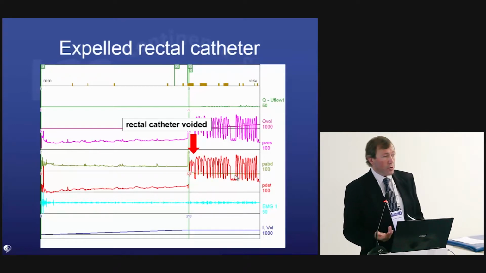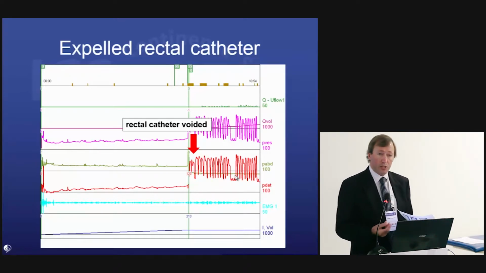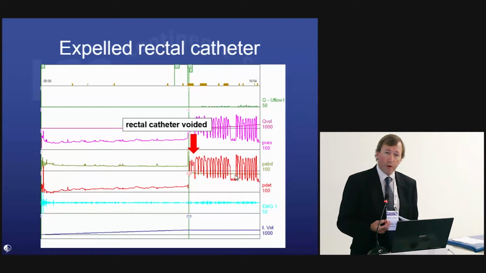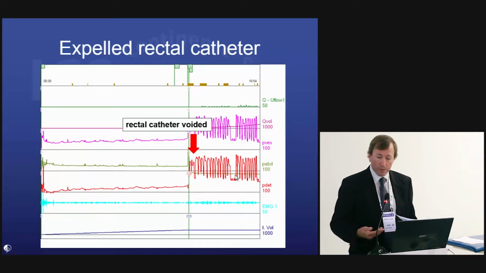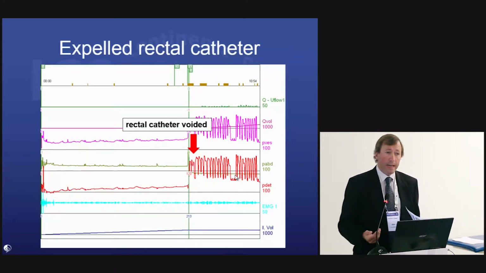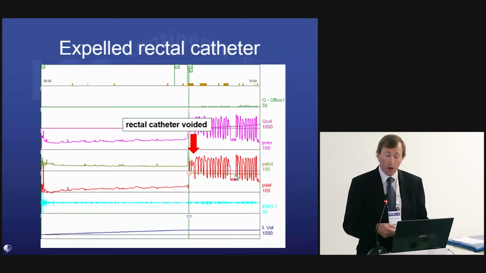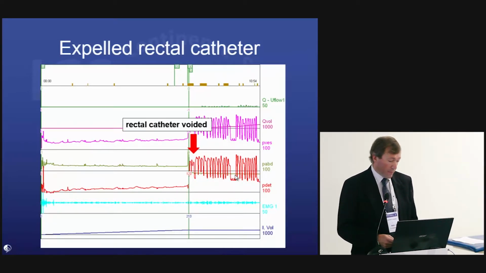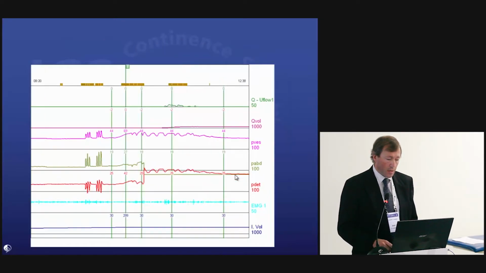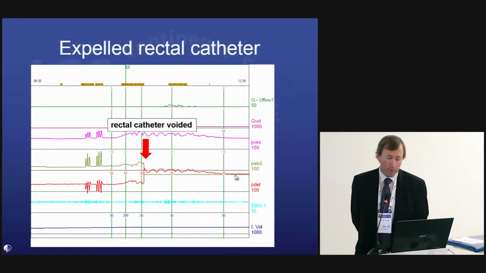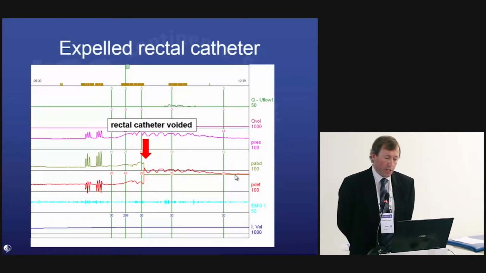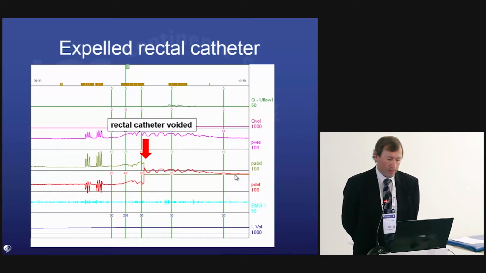Of course, with a rectal catheter, you're not quite so concerned about sterility. So providing that the catheter has fallen on your mat or somewhere relatively clean, you can reinsert and carry on with the test without a great deal of extra effort being required. Similarly here, you can see that the rectal catheter has been voided again. A slight increase in pressure there in the abdomen again forced it out.